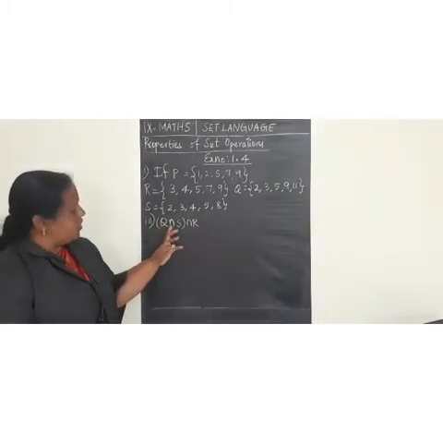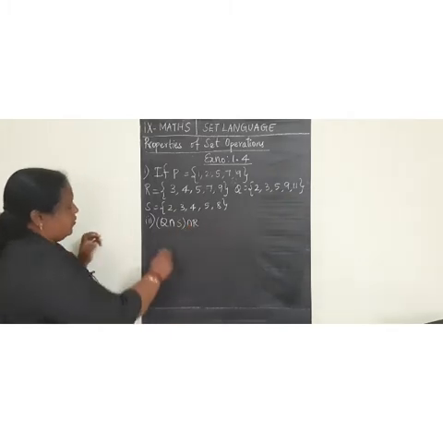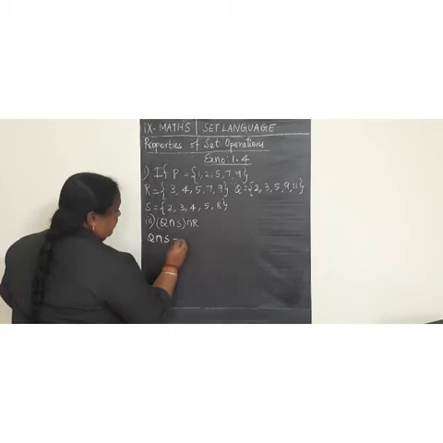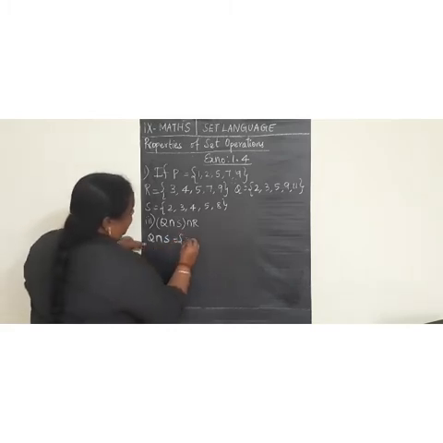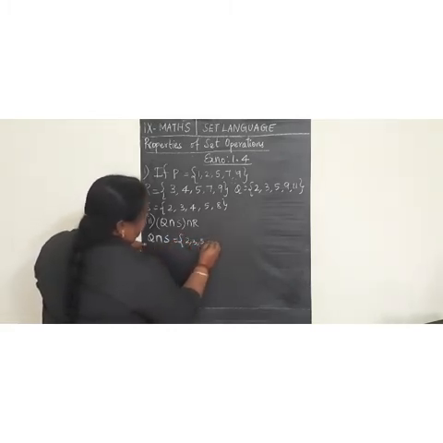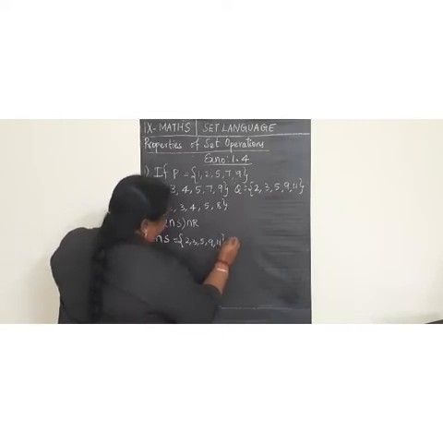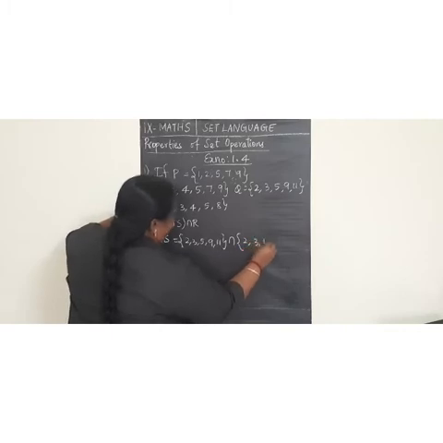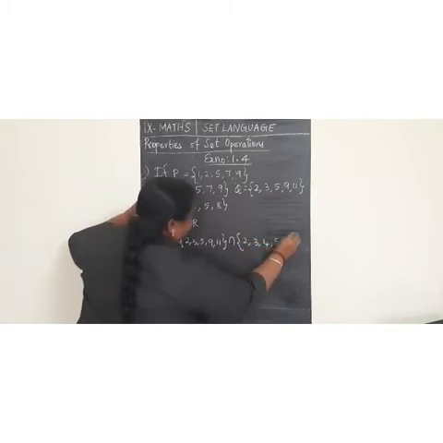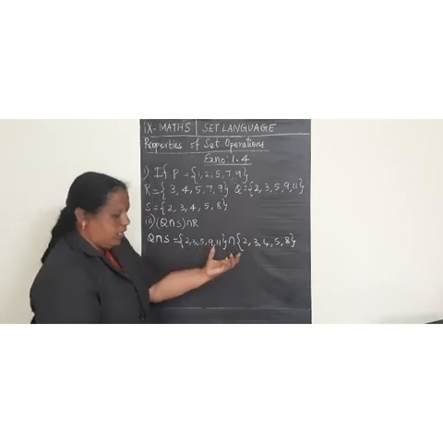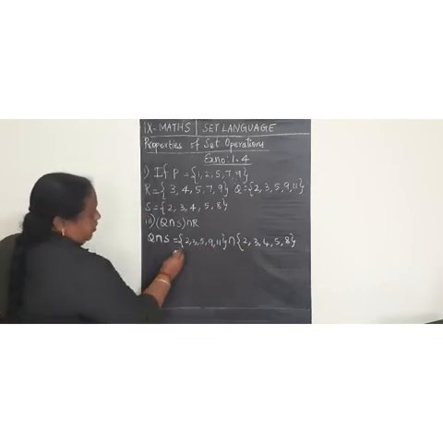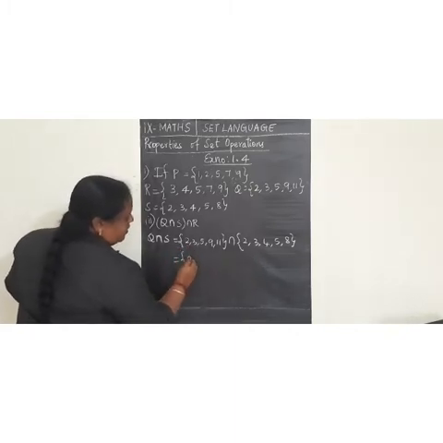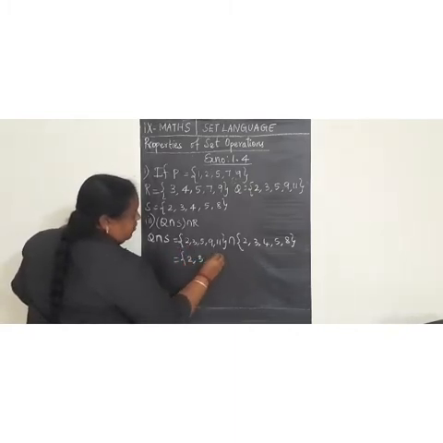Next question is Q intersection S intersection R. First we find Q intersection S, first writing Q: 2, 3, 5, 9, 11 intersection S. S is 2, 3, 4, 5, 8. Intersection means we write only the common elements in these sets. In these two sets Q and S, the common elements are 2, 3, 5.